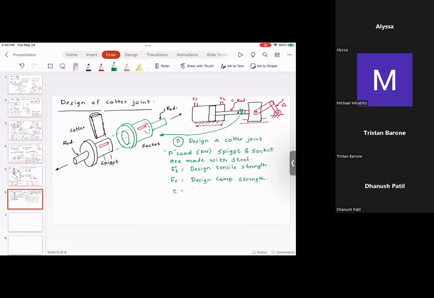And tau is design shear strength. Now there is something that I want to talk about. What do I mean by design?